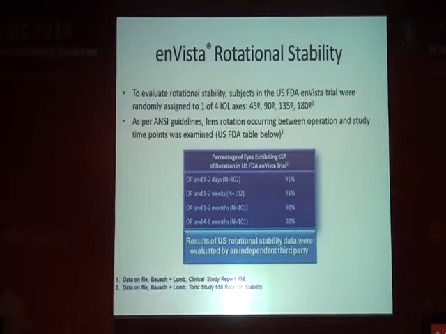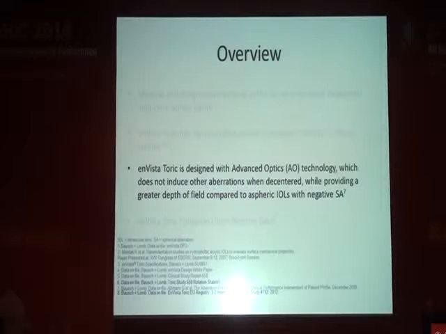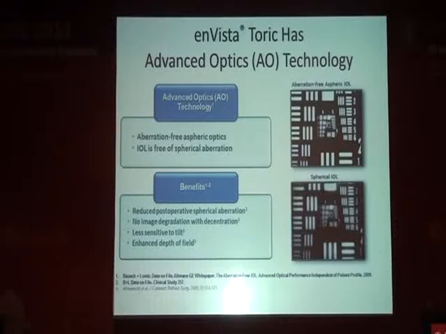Now the question comes, how did these perform? And you can see here these results being at least 91 to 92%, even 4 to 6 months down the road. 92% is excellent for the Envista toric. And you can see here 1 day, 1 week, 1 month, and again you will notice the Envista toric axis remaining nearly the same. It has also got AO technology, and you know these Bosch people have always used this AO technology in previous lenses also, which gives aberration-free aspheric optics. This helps a lot, helping with any post-operative spherical aberration, image degradation, etc.